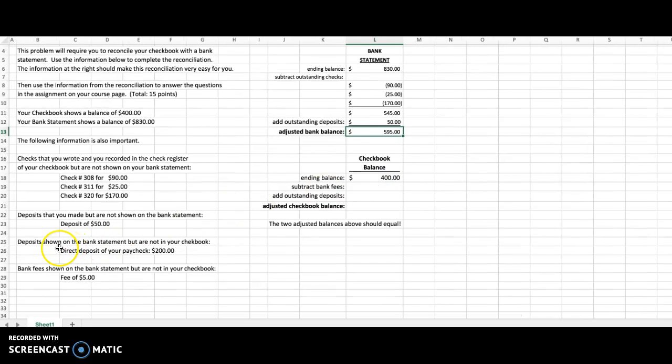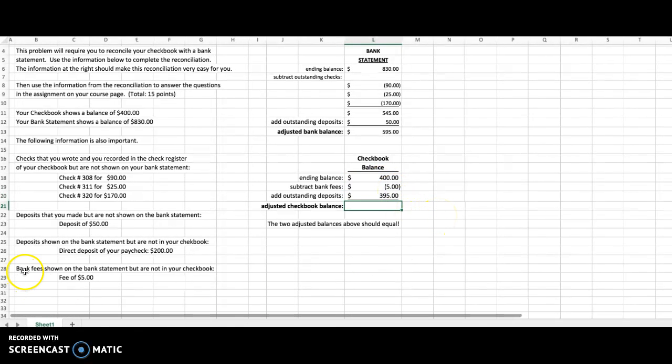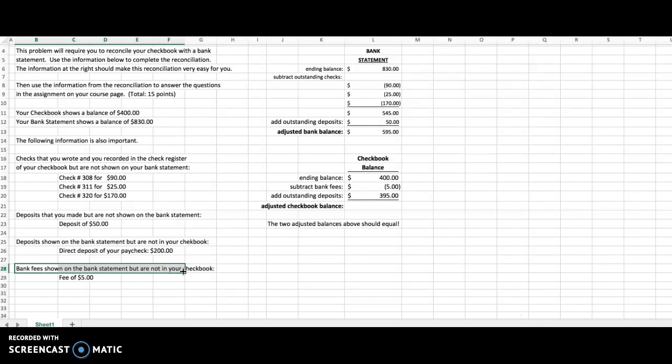But in the information that I've given you, there's a bank fee that's shown on the bank statement, but not in your checkbook, of $5. So we need to subtract $5. That's a bank fee. Oops, that's a minus $5. So that adjusts us to $395. There's also, on the bank statement, an indication that there's a deposit that's on your bank statement but not in your checkbook of $200. Obviously, you have your paycheck directly deposited. You've not put that in your checkbook yet, but you should.